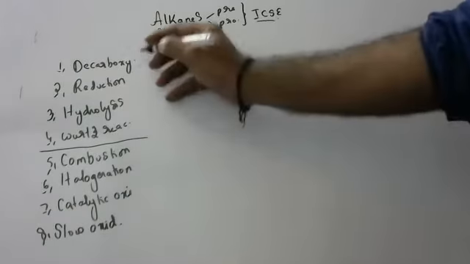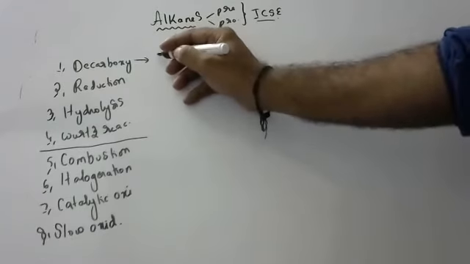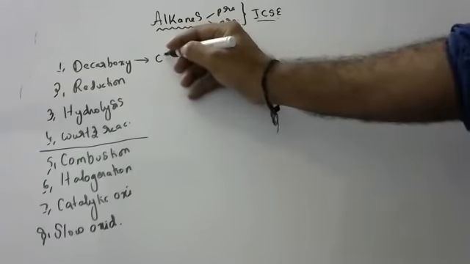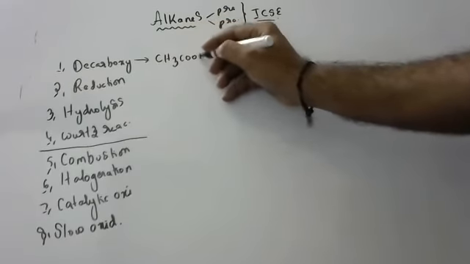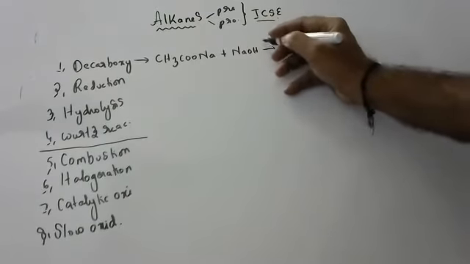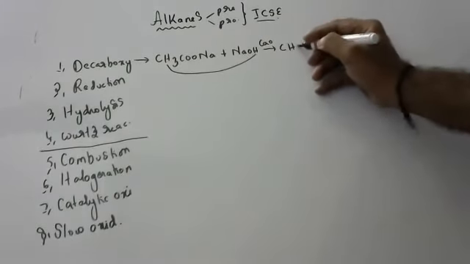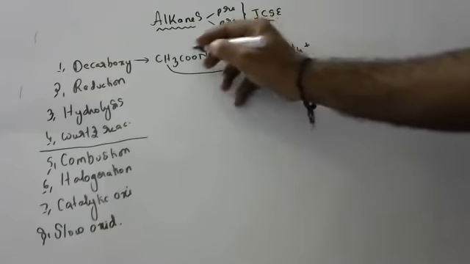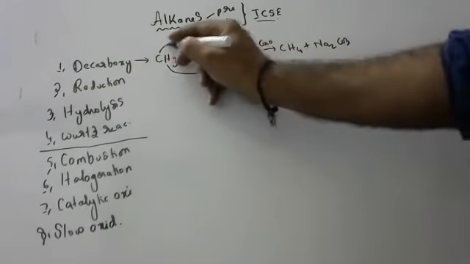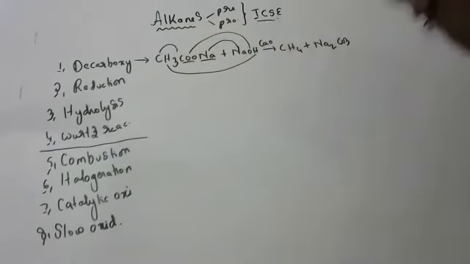So children, first the preparations, starting with decarboxylation. In decarboxylation we have to take the respective salts. Suppose CH3COONa plus soda lime. Soda lime is a combination of NaOH and CaO. When you take this, CH3 and this H will combine to form CH4, and you will get Na2CO3, sodium carbonate. If you take sodium ethanoate, you will get methane.